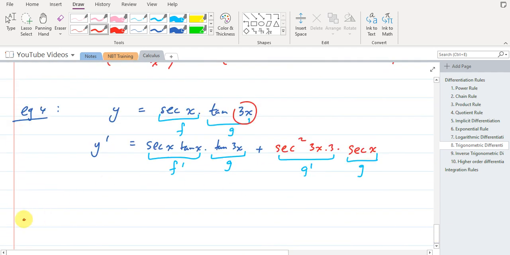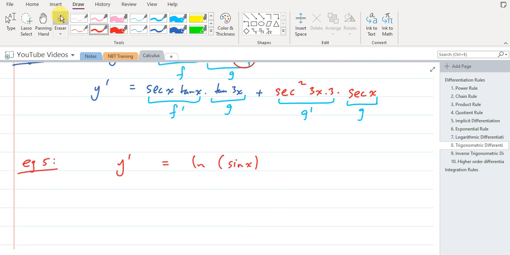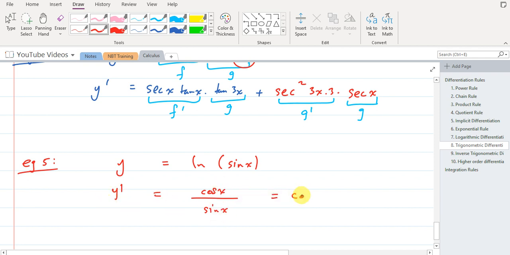How about this? Let's look at one with the ln, example 5. If I want to find the derivative of ln sin x: if I have y is equal to ln sin x, then y prime will become 1 over sin x times the derivative of sin x, which is cos x over sin x. Amazing. So you can simplify this. This is just cot x. So the derivative of ln sin x is actually cot x.